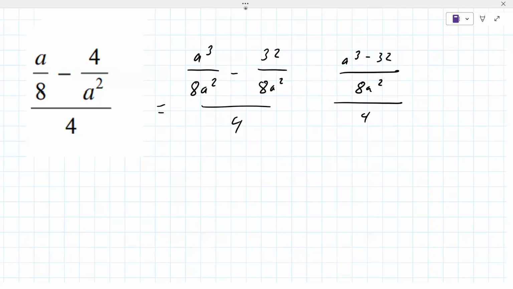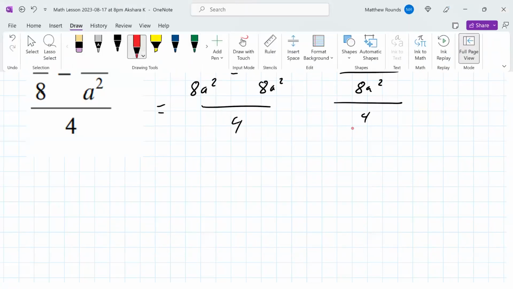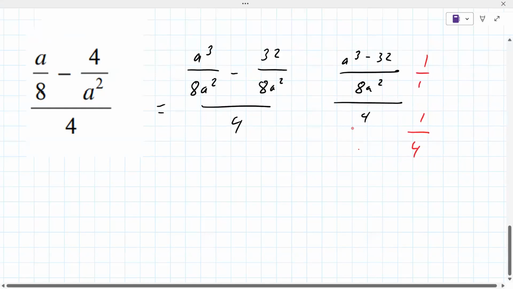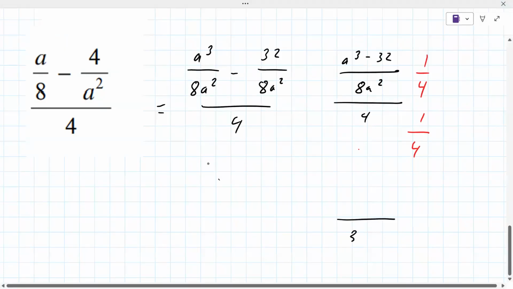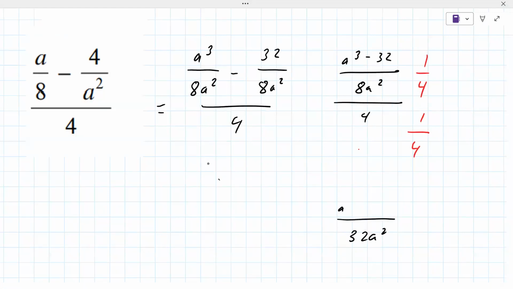What a lot of students do here is when there's just a single number in the bottom, you don't have to do the whole flip thing. You just multiply by the reciprocal. That gets you to 32a squared on the bottom, 8a squared times the 4, and then you have a cubed minus 32 in the top. Where you run into more headaches is when you have to deal with both the top and bottom. That's the next level of difficulty.